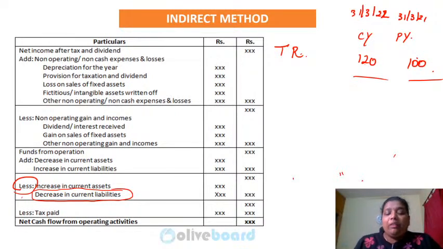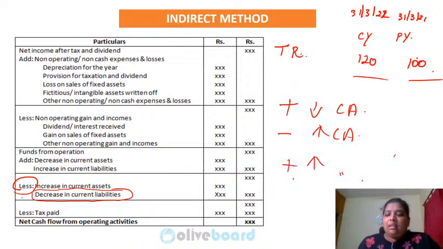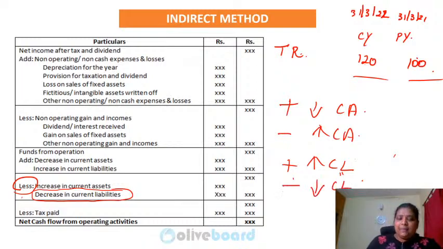This is the theory behind it, but the formula is: add decrease in current asset. Remember that. If you remember this one string, you can easily find out the other things. And minus increase in current asset. That's it. This is how you can derive it.